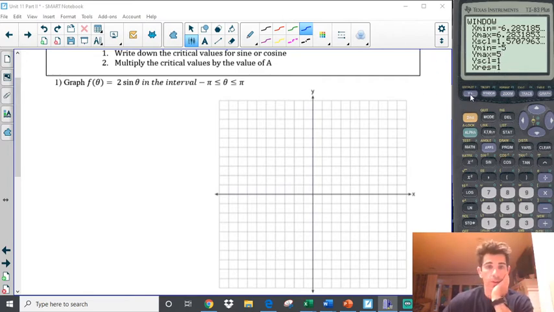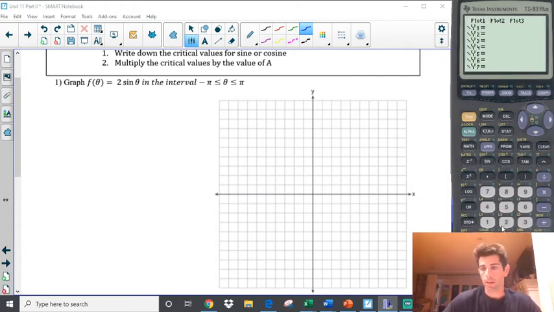All right, so let's go to that first one. It says 2 sine x. So I'm going to go back to my y equals. I'm going to do 2 sine x. Graph.